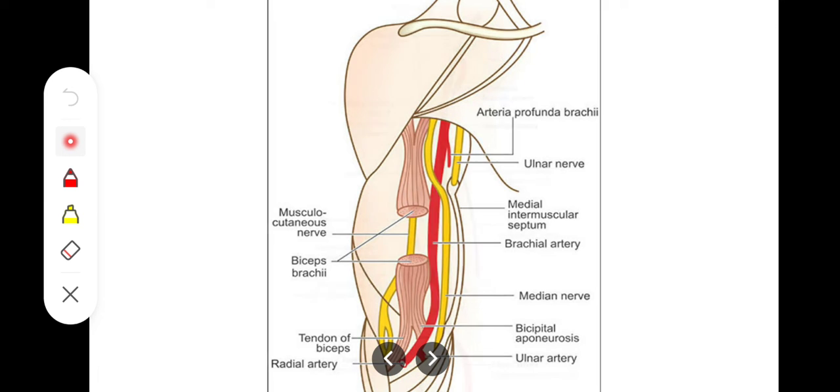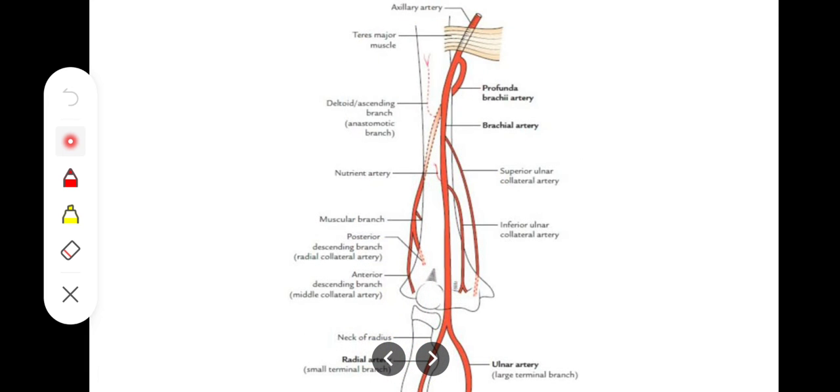Then let's take a look at the various branches of the brachial artery, and there are several muscular branches which are unnamed. Definitely it will be passing through several muscles, so it will be giving a few twigs to those muscles as well, but the major branch is the profunda brachii artery.